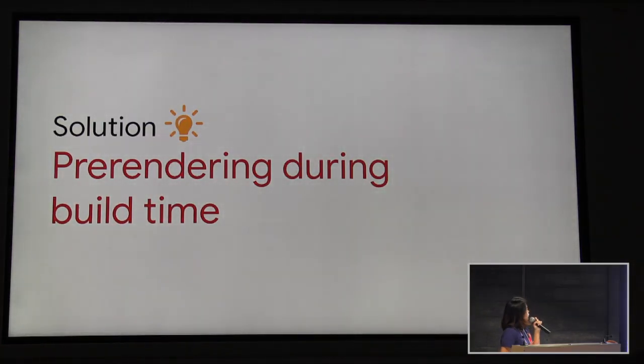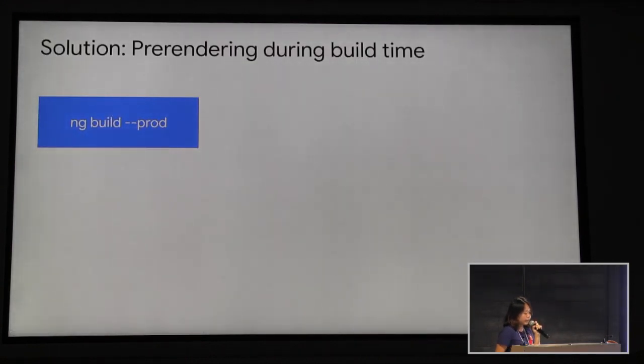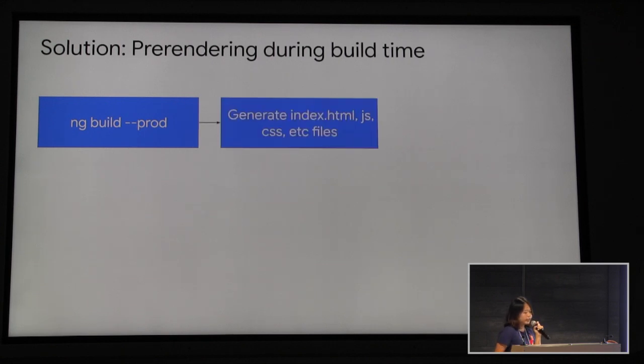So there's a solution. We'll be using pre-rendering to get over this problem. And this is very specific. I'm running pre-rendering during the build time. So what do I mean by pre-rendering during the build time? When we run building our project, we run ng build --prod, correct? And what the build process, the Angular CLI, does is it will generate index.html, JavaScript, and other files.